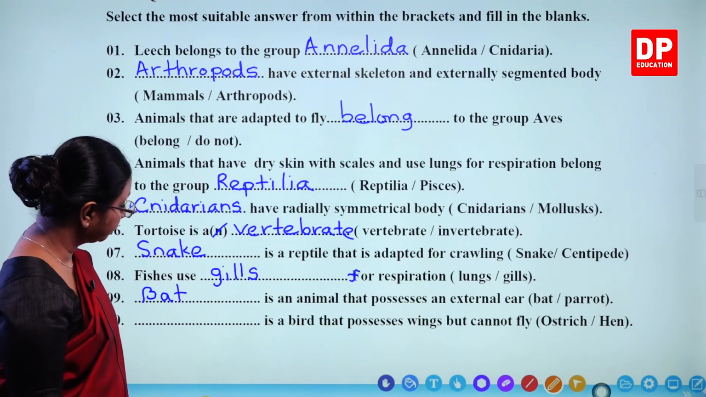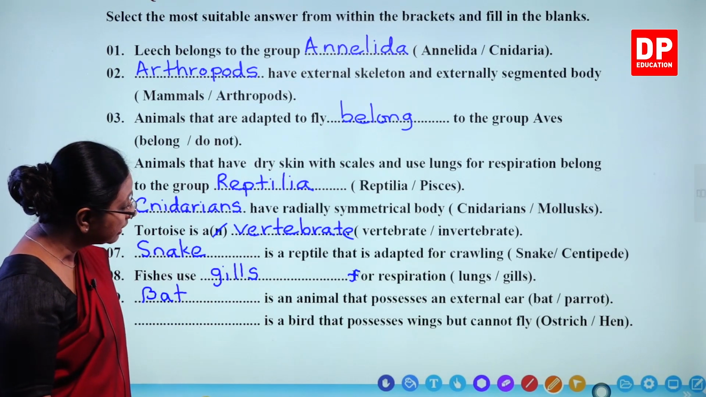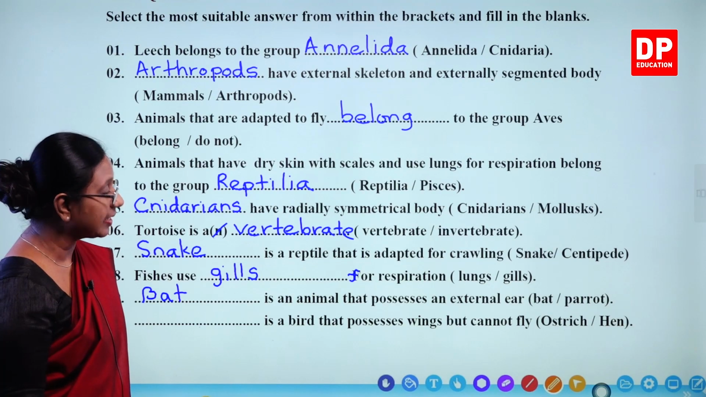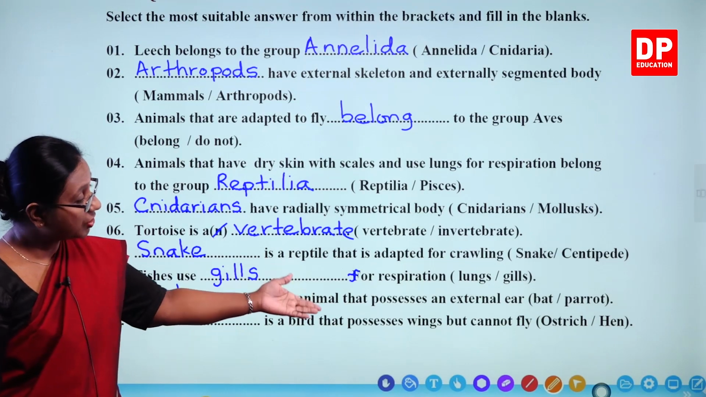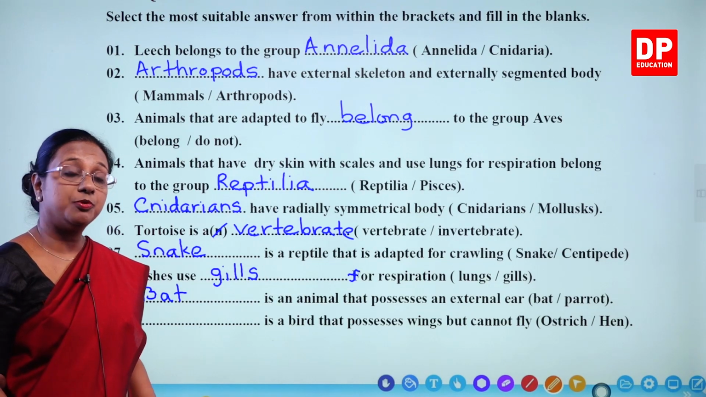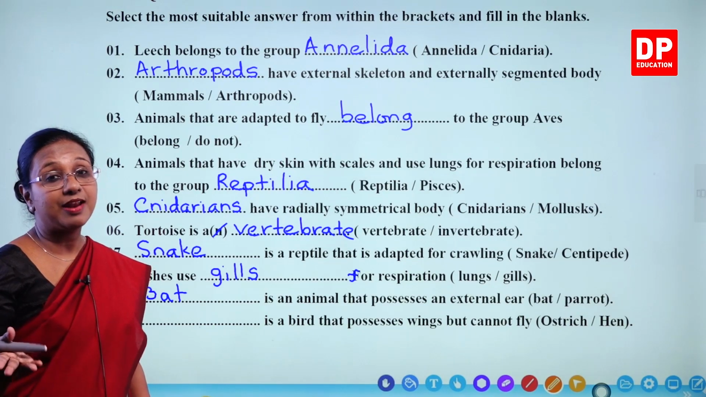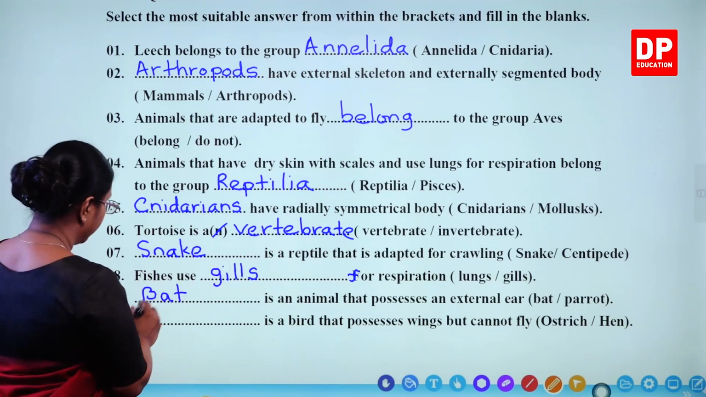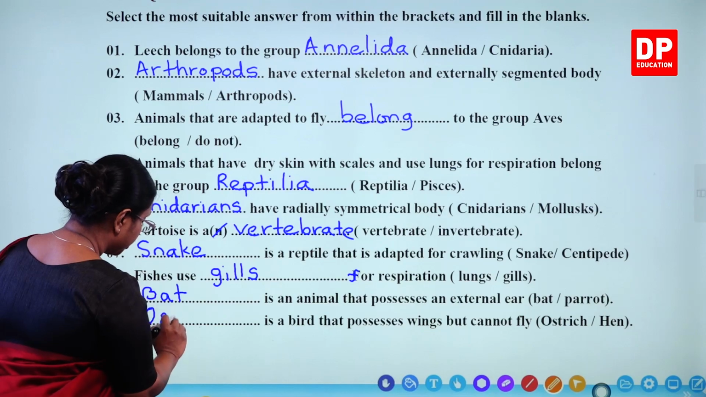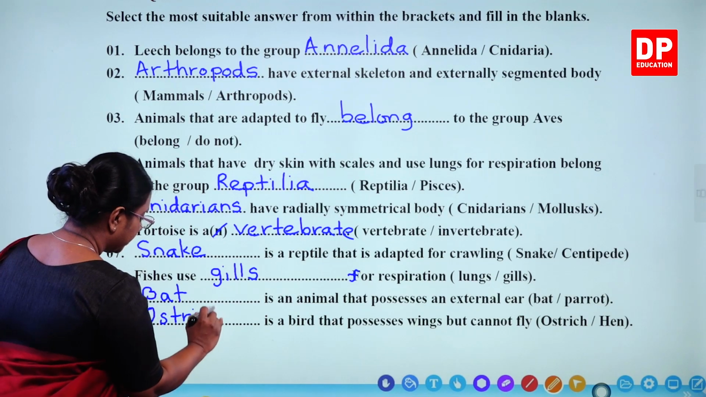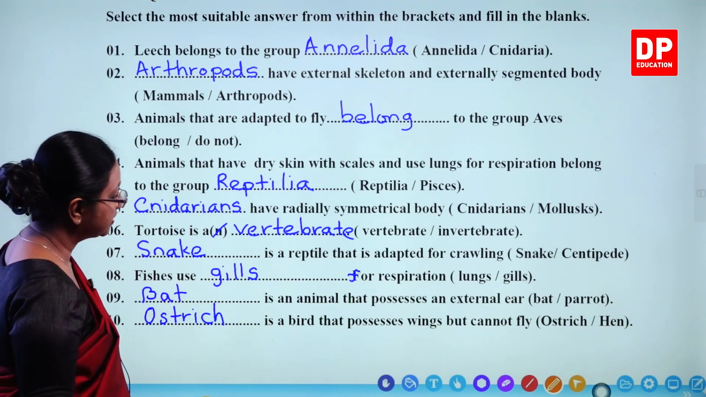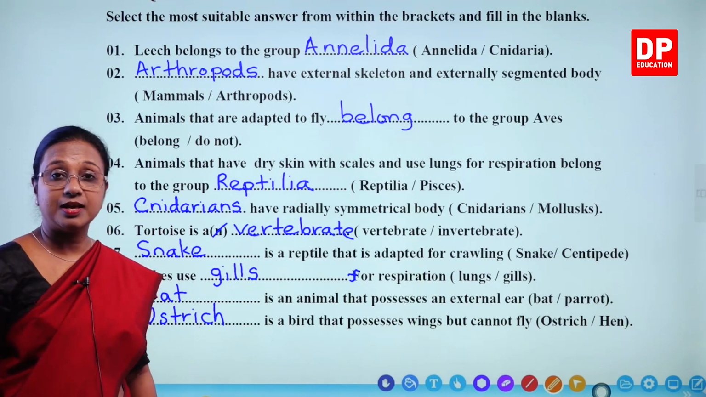Then the 10th one is a bird that possesses wings but cannot fly. So, ostrich, hen both are birds, they both have wings. Hen can fly, ostrich can't fly. So, ostrich is a bird that possesses wings but cannot fly.